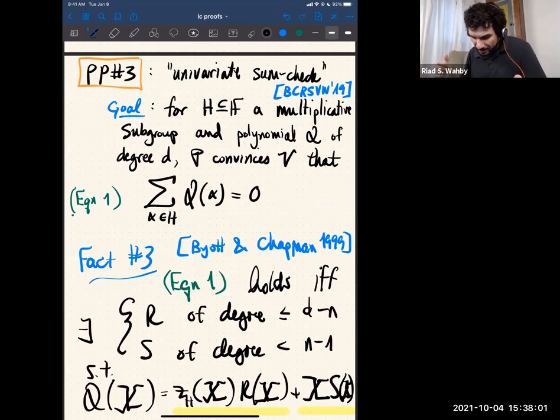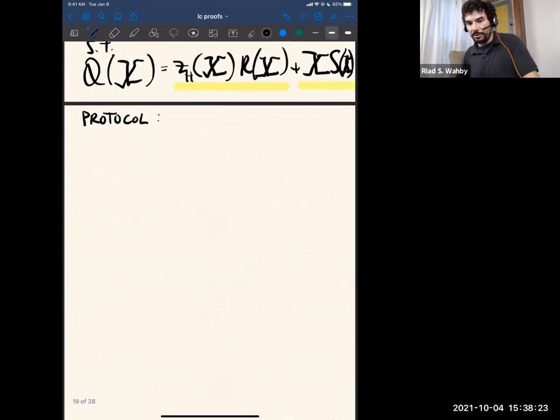Okay, but so the idea here is basically Q of X disappears on this subgroup just if we can split it into these two pieces. And of course, if we can do that, then the prover can materialize those two pieces and convince us of that fact, right? So we've seen this a couple of times now, but we're going to put together the two things that we've seen already, this vanishing test and the polynomial equality test. And this gives us our protocol, right?